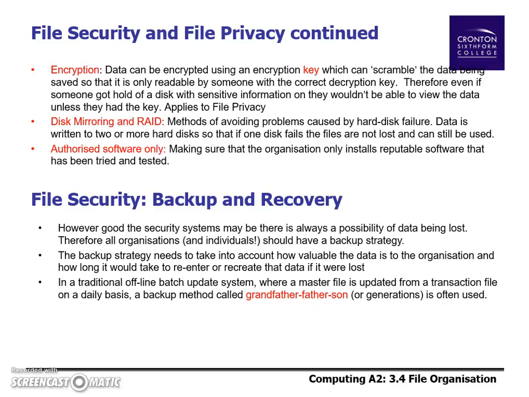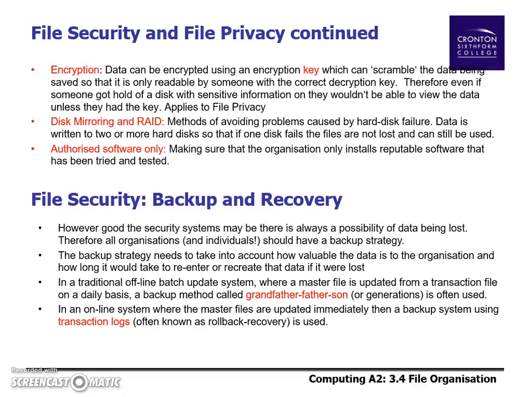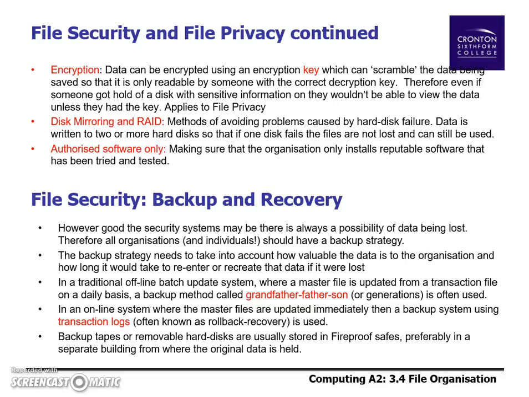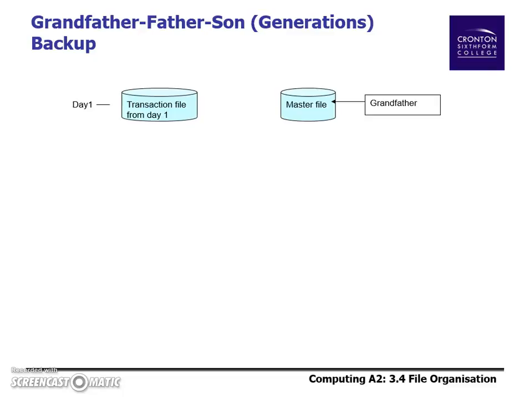In a traditional offline batch update system, where a master file is updated from a transaction file on a daily basis, a backup method called grandfather, father, son is often used. And in an online system where the master files are updated immediately, a backup system using transaction logs is used. Backup tapes or removable hard disks are usually stored in fireproof safes, preferably in a separate building away from where the original data is held.